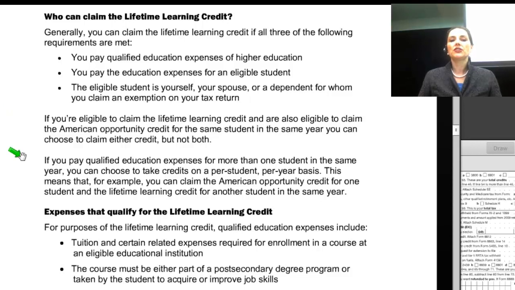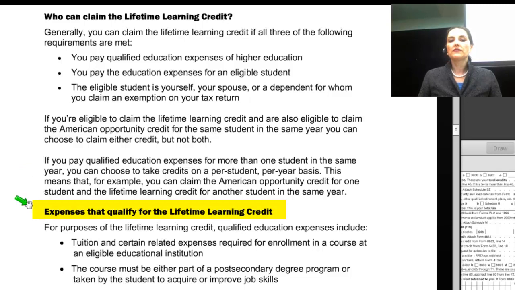If you paid qualified education expenses for more than one student in the same year, you can choose to take the credit on a per student, per year basis. This means, for example, that you could claim the American Opportunity Credit for one student and the Lifetime Learning Credit for another student in the same year.